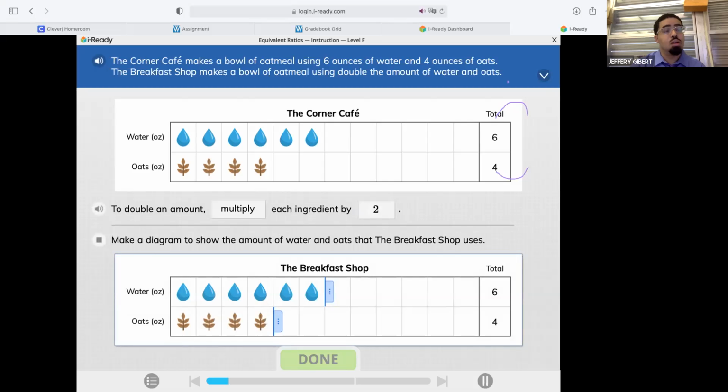Make a diagram to show the amount of water and oats that the breakfast shop uses. All right, so David, when you double the water, how much water should there be? 12. All right, and when you double the oats, how much oats should there be? 8. Right.